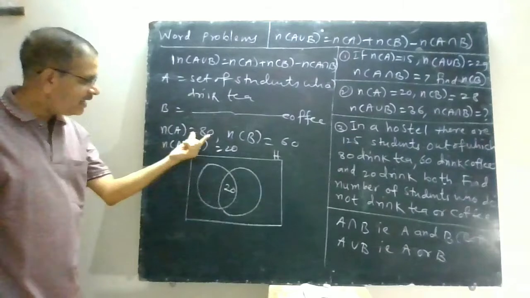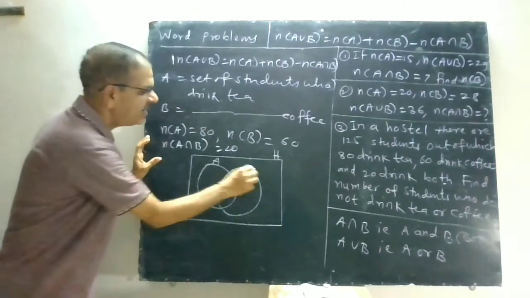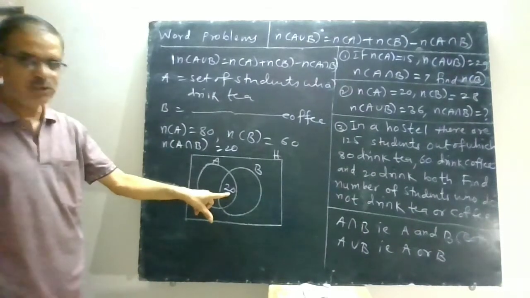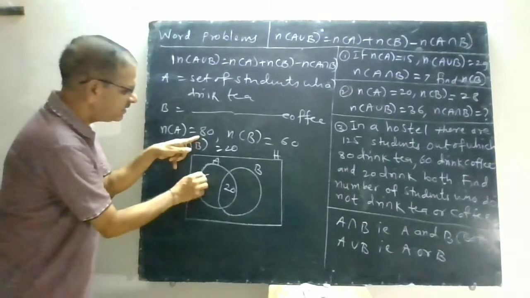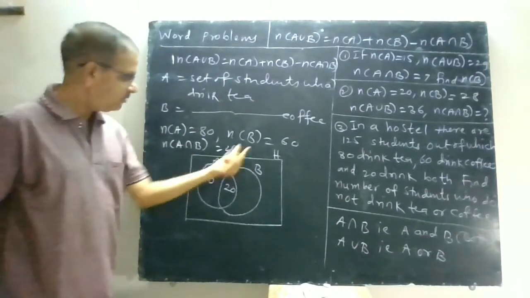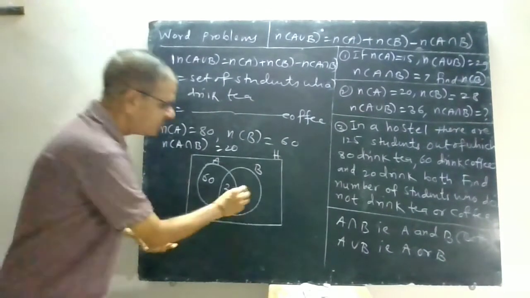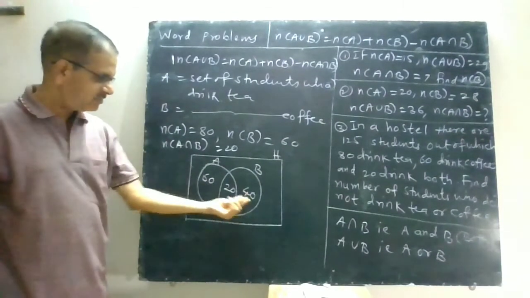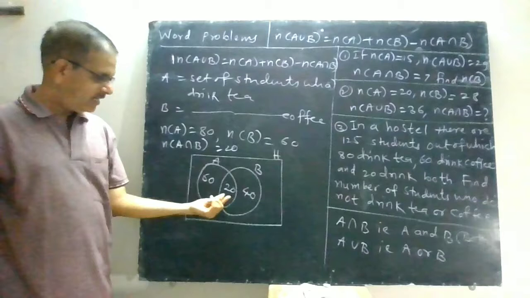So N of A is 80. So this full A is 80 and this full B is 60, out of which this is 20. So remaining are 60 here. That means this 60 plus 20 gives you 80, and already you have 60 here and here 20, so it is 40. Now if you sum these three, 60 plus 40, that is 100, and this 20.